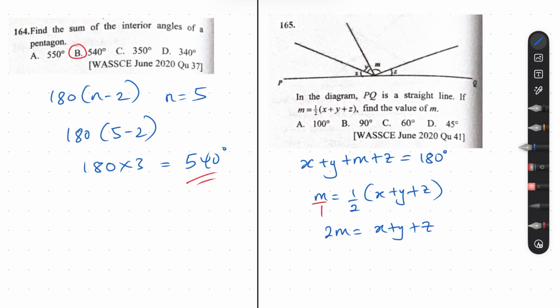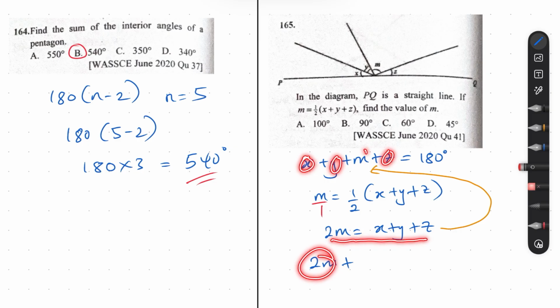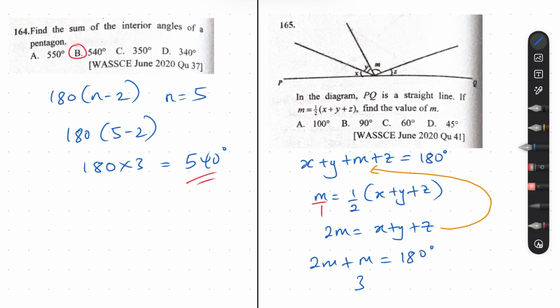Cool. Now this x plus y plus z, we can input it into this equation, right? Because we have x plus y plus z right here, which will be 2m. So instead of x plus y plus z, remove it and you put 2m. Okay, that means 2m plus the remaining m over here should give us 180. Cool. So we say 3m equals 180.